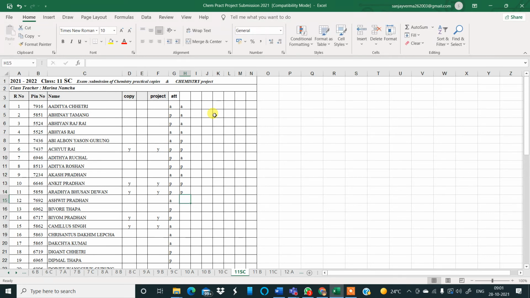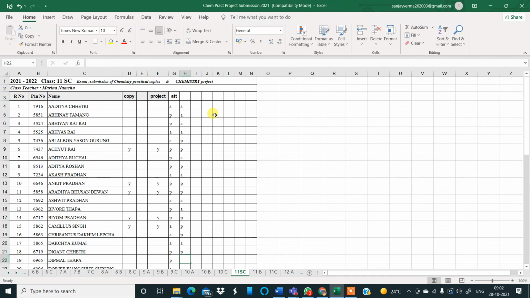Ashwit Pradhan, absent. Vibhor Thapa, absent. Vyom Pradhan, absent. Kamila Singh, absent. Present, sir. Kamila Singh is present. Okay. Then Chrysanthus Dakim Lepcha, present, sir. Daksha Kumai is not there. Digant Chetri, present, sir.